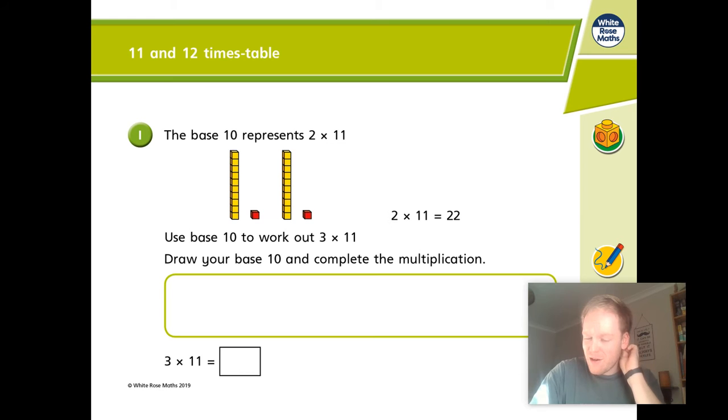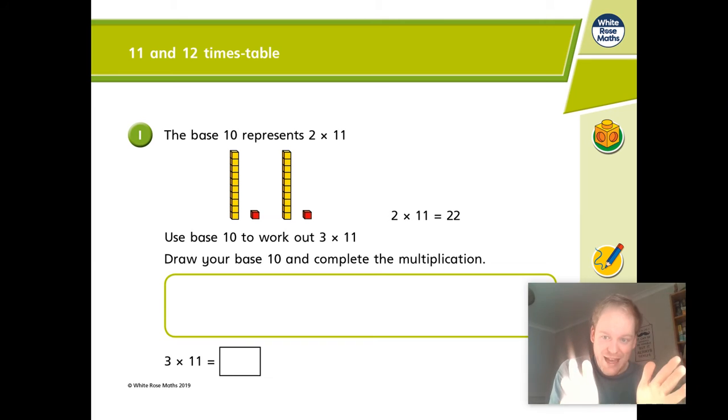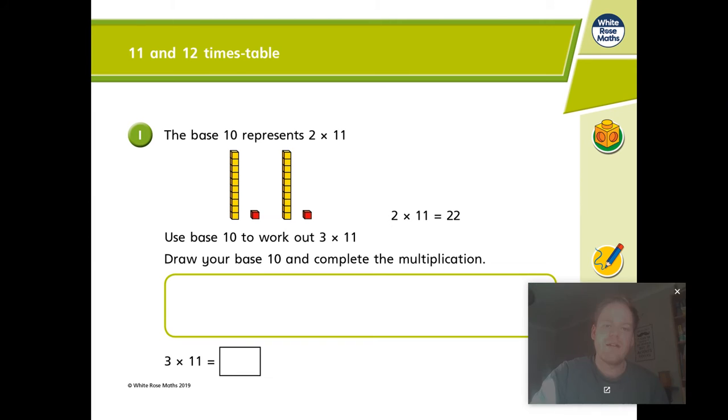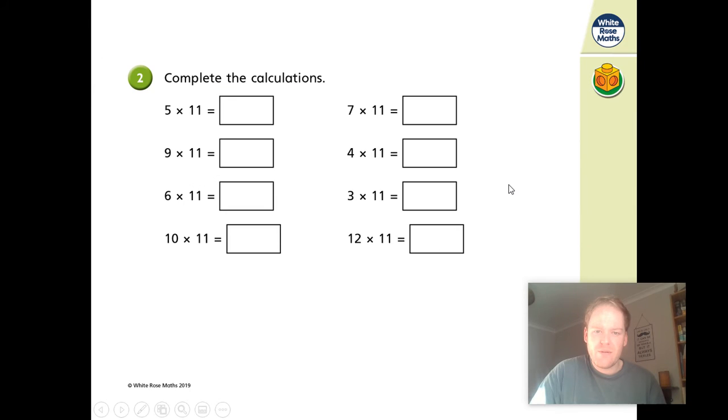Now I know it's going to be quite complicated for you to draw that in the box because some of you are struggling with tablets and bits and bobs. So if you want to take a picture of your pasta or your chickpeas or whatever and paste that on there, I'm happy with that, and then put your answer, 3 times 11. Okay, let's move on. Question 2.